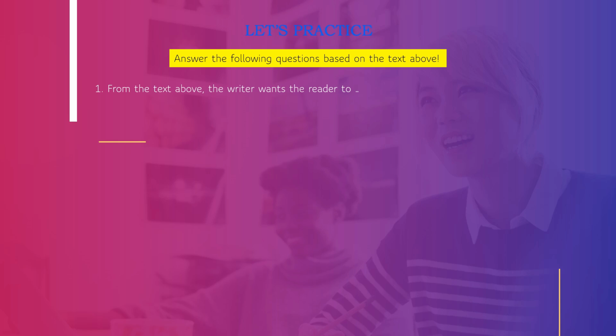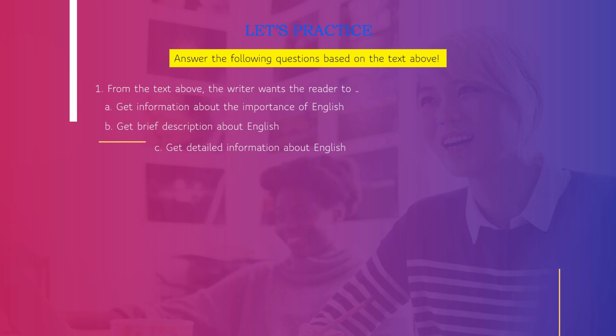Number one, from the text above, the writer wants the reader to A. Get information about the importance of English. B. Get a brief description about English. C. Get detailed information about English. D. Get some ways to learn English. Or E. Have the same point of view as the writer.